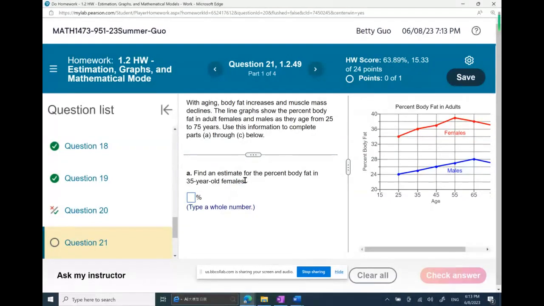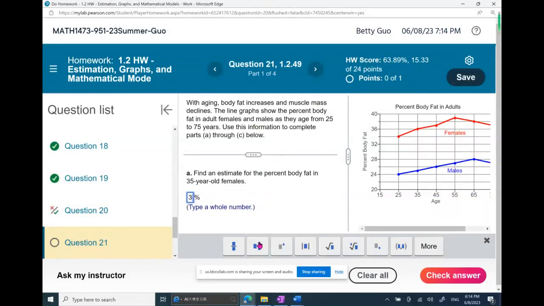Part A, find an estimate for the percent body fat in 35-year-old females. Females, red. 35 years is right here. What is it, guys? You should be able to see my mouse, right? What is the percent fat? You guys with me? 36. Type a whole number.